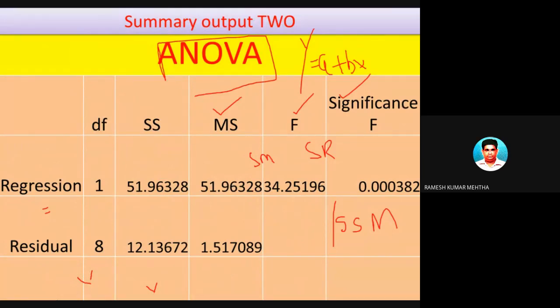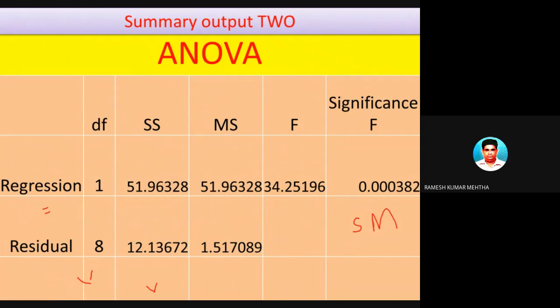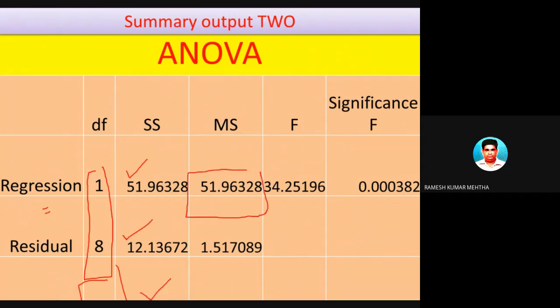So I hope you understood the calculations of the ANOVA table. A part of this has been discussed. This I will discuss later. But already we have found this. Now let's talk about this one. MS, that is mean sum of squares of regression, and mean sum of squares of error.